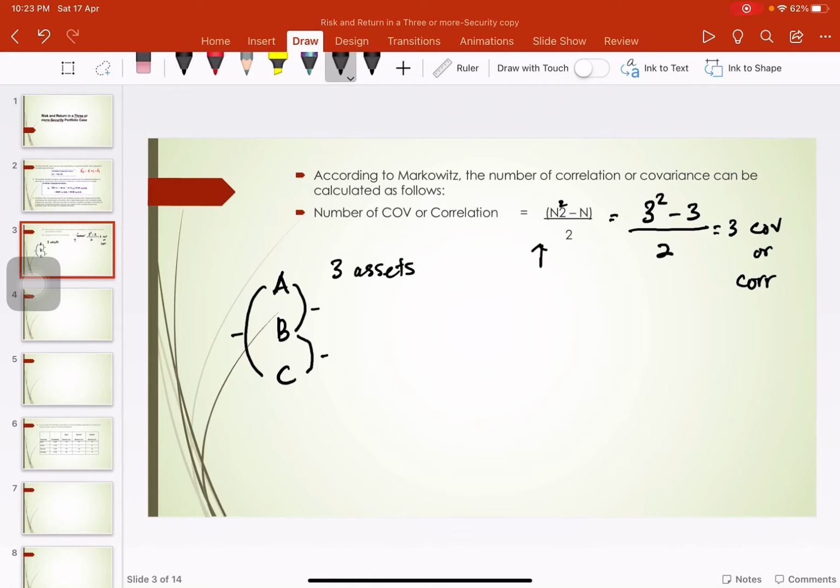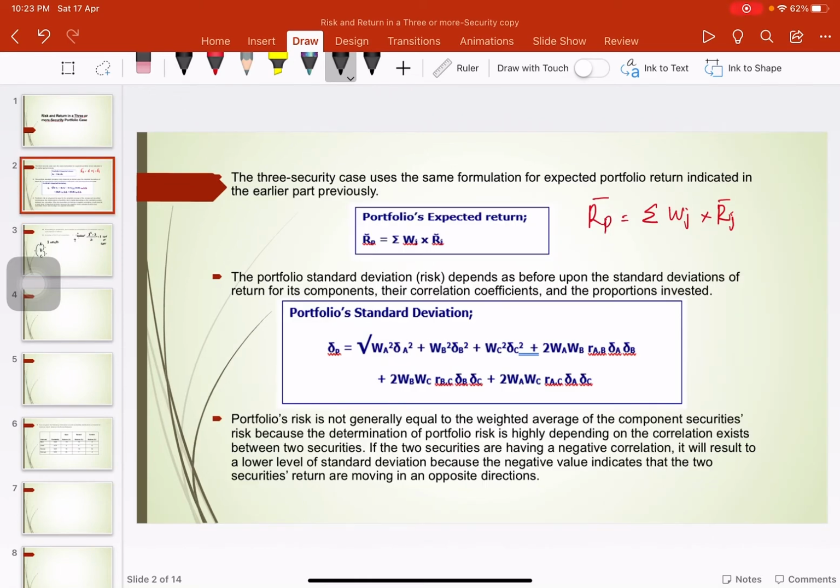Let's look back at the formula of the portfolio standard deviation. Because of what I said before, we have to do it pair by pair. For the first part, the standard deviation of the portfolio is equal to weight A squared times variance A, plus weight B squared times variance B, plus weight C squared times variance C. Yang berbezanya kat sini, kita akan tambah pair by pair: 1 pair, 2 pair, 3 pairs.